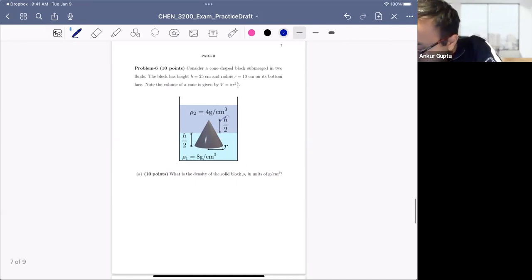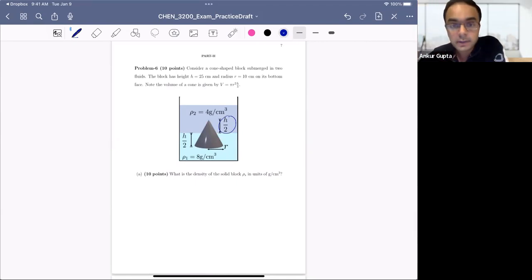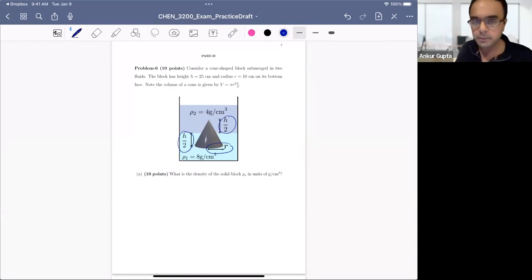So this is essentially 12.5, h by 2. This is also 12.5, and then this is the 10 centimeters. And the volume of a cone is also given to you, pi r squared h by 3. So the question is, what is the density of this solid block in units of gram per centimeter cubed?